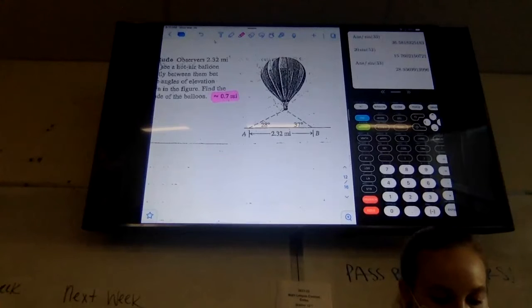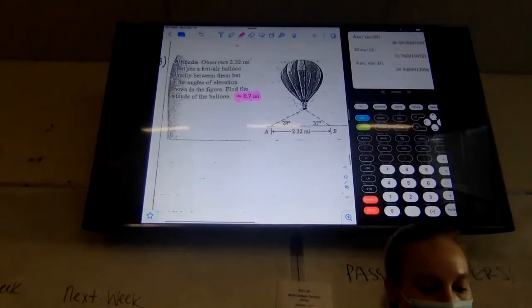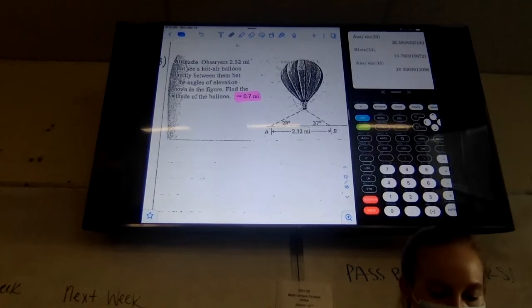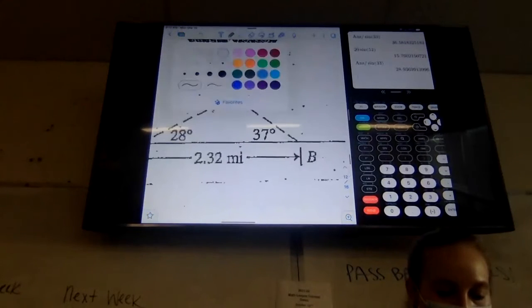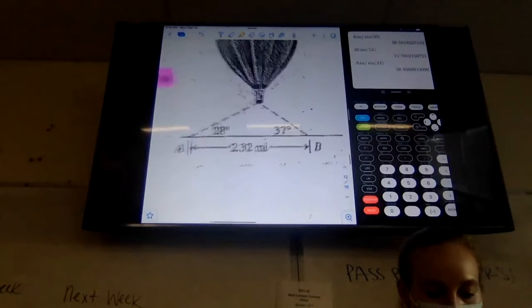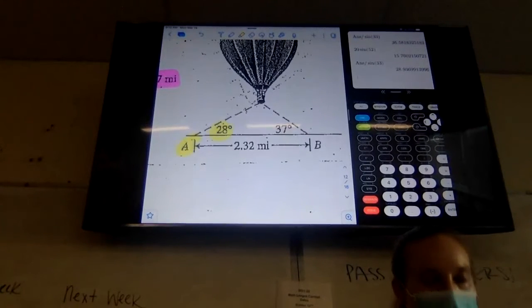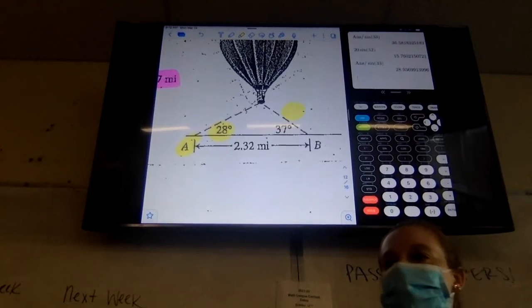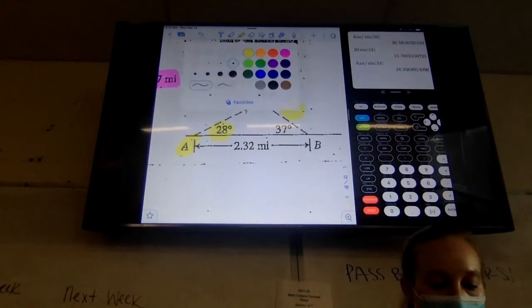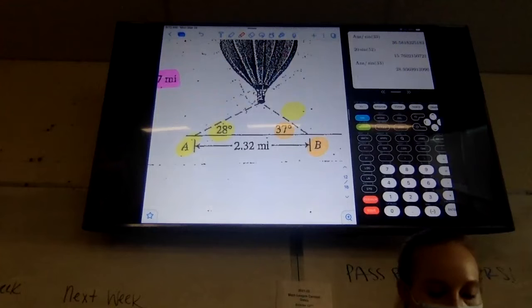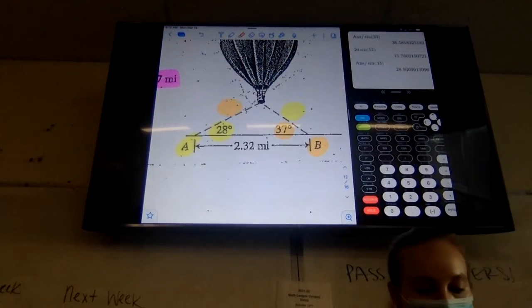All right, this situation says observers 2.32 miles apart. So I've got an observer at point A and an observer at point B. They see a hot air balloon directly between them, at the angle of elevation shown in the figure. Find the altitude of the balloon. Okay. So I know I've got angle A, so little bystander A sees this hot air balloon at 28 degrees as an angle of elevation. So it's looking up 28 degrees. We can use that to help us find little a, the side across from it. I also know that observer B sees it at an angle of elevation of 37 degrees, so a little bit more, and I can use that to find the side across from it.